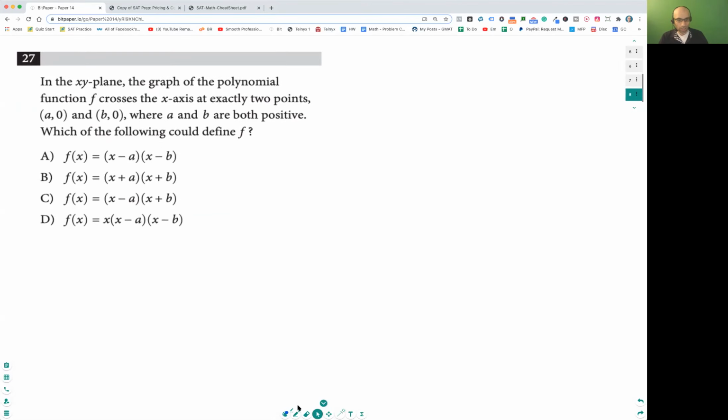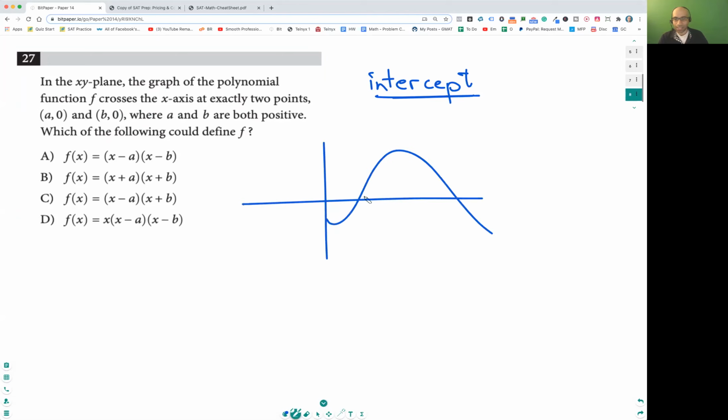Try this one. This is a very standard problem. This is what we call the intercept method, which will be covered tomorrow. You have a function, and if it crosses like this, the function can be written as x minus where it crossed and x minus where it crossed. That's the hint for you. Wherever it crossed, you're going to get it. It crosses at A and B, so I just put A and B here. Boom, that's it.